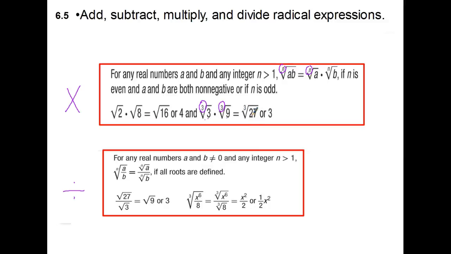Okay, same goes for division. The nth root of a divided by b is the same as the nth root of a divided by the nth root of b. Again, n has to be the same. Example, square root of 27 divided by square root of 3 is equal to the square root of 9. Okay, I just divided 27 divided by 3, all combined under the root. The cubic root of x to the 6 divided by 8 is the same as the cubic root of x to the 6 divided by the cubic root of 8.